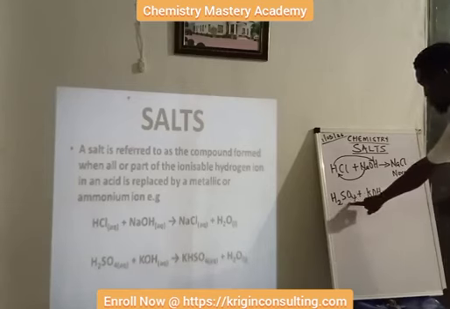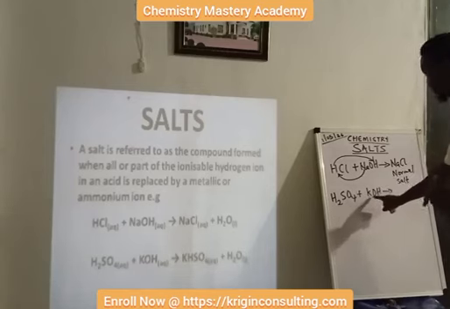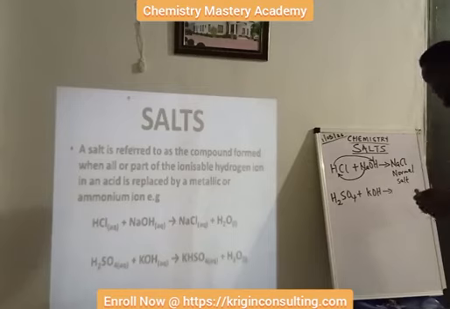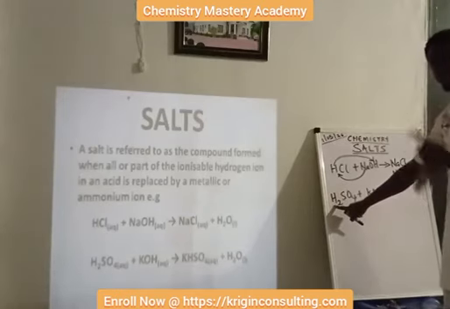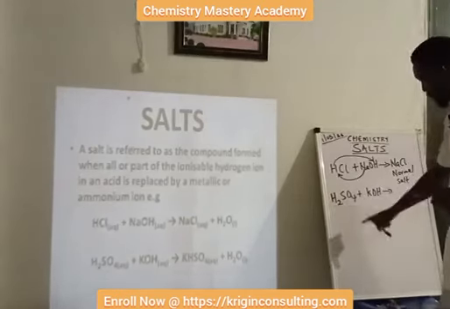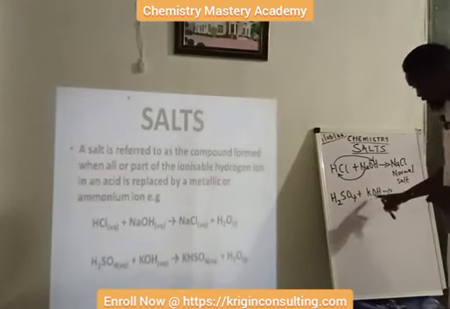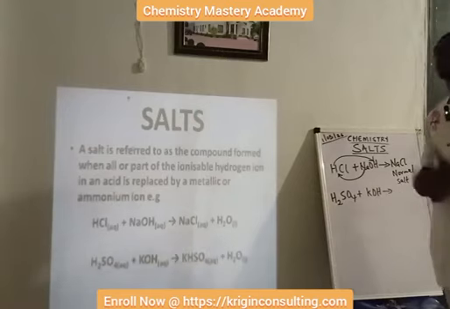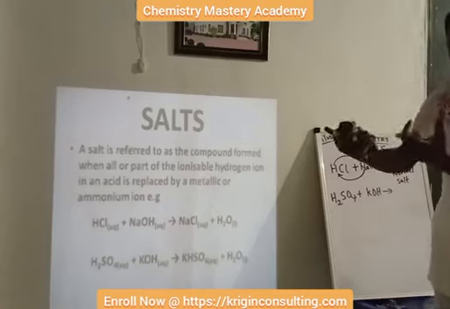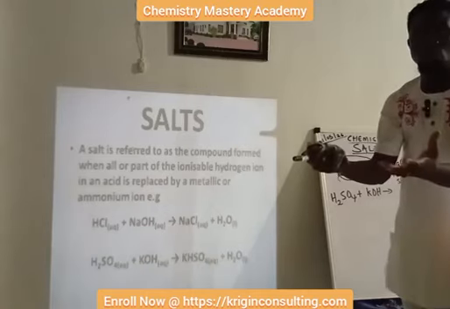Now, H2SO4 plus potassium hydroxide, when they react, what happens? Remember, a salt is formed when the hydrogen ion is replaced by what? A metallic or ammonium ion. Now, we have hydrogen ion here. Now, in this potassium hydroxide, which one is metal here? Potassium is the metal here. Why is it a metal? It is a metal because it can easily donate electron.